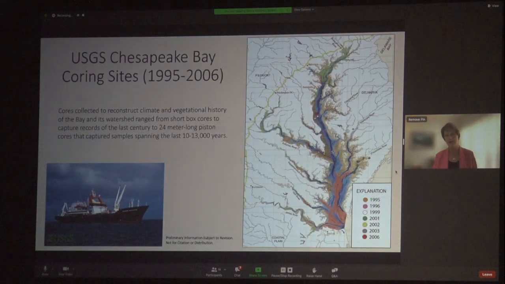So a group of us set out 20 or more years ago to investigate these questions, both in terms of the estuarine temperature that Tom talked about earlier, but also in terms of the vegetation in the watershed. And to do this, we collected a lot of cores from the main stem of the bay and also its tributaries that captured, as I mentioned, up to the last 13,000 years of record. We got everything from short box cores that gave us great detail on the last couple centuries to 24-meter long piston cores with the Marion Dufresne shown here that again go back 10 to 13,000 years.